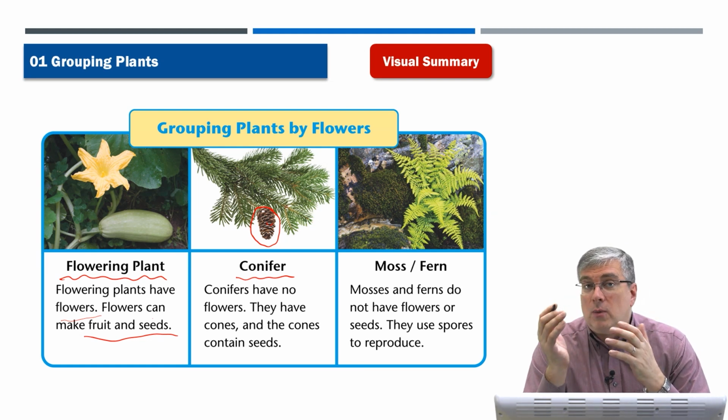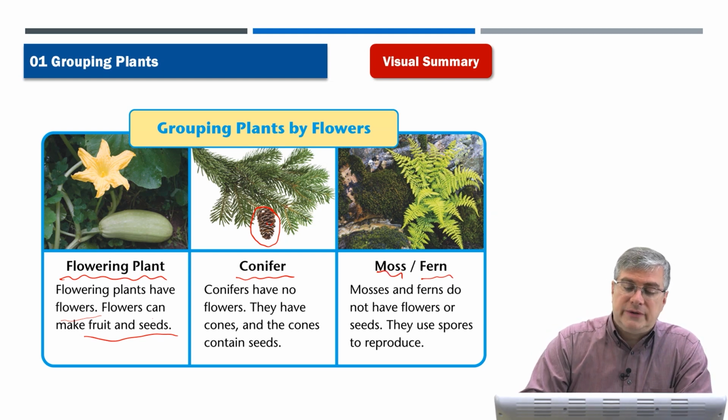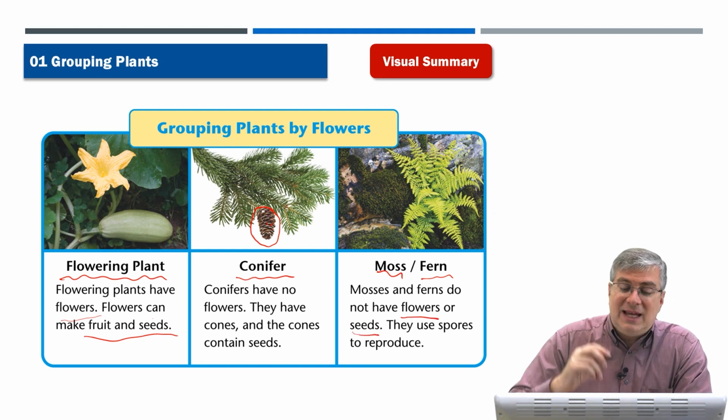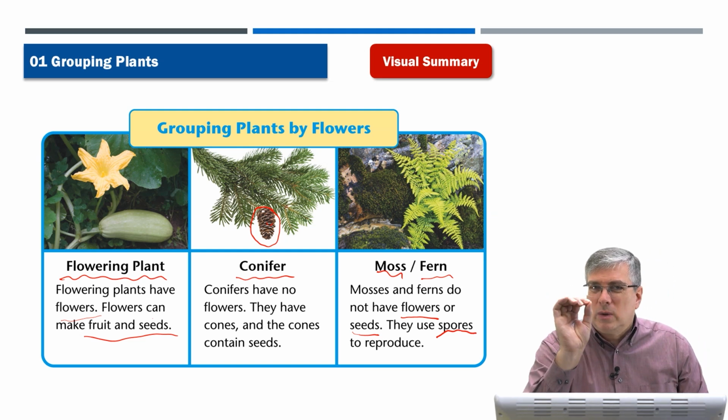Now, there's another way too. Other plants are mosses and ferns. They do not have flowers. They don't even have seeds. Instead, they use spores to reproduce. And spores are really small.